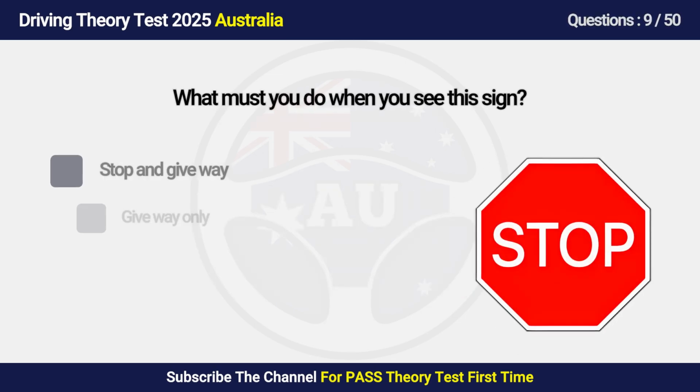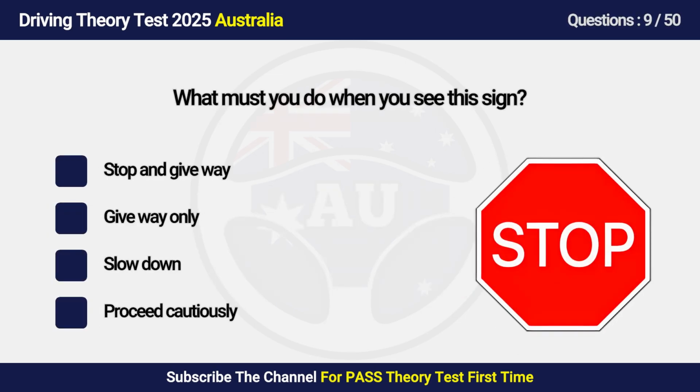Question 9. What must you do when you see this sign? A. Stop and give way. B. Give way only. C. Slow down. D. Proceed cautiously.